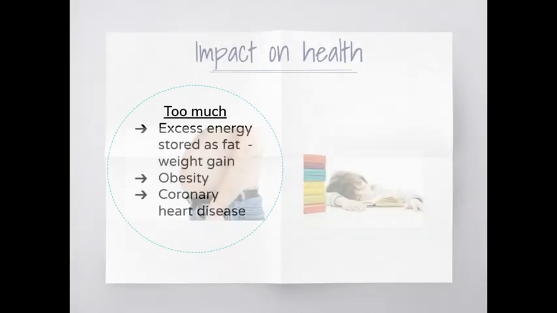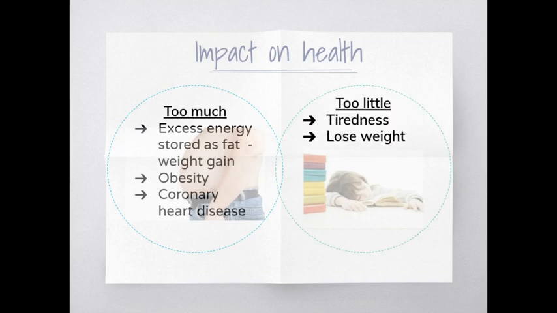Too much carbohydrate in the diet will result in an excess of energy being stored in the body. So if we've not used the energy from the carbohydrate, it's going to be stored in the body, which results in weight gain. And that can lead to obesity and complications like coronary heart disease. Too little carbohydrate in the diet would mean that we've got a lack of energy. So this can result in tiredness and it can lead to weight loss as well.